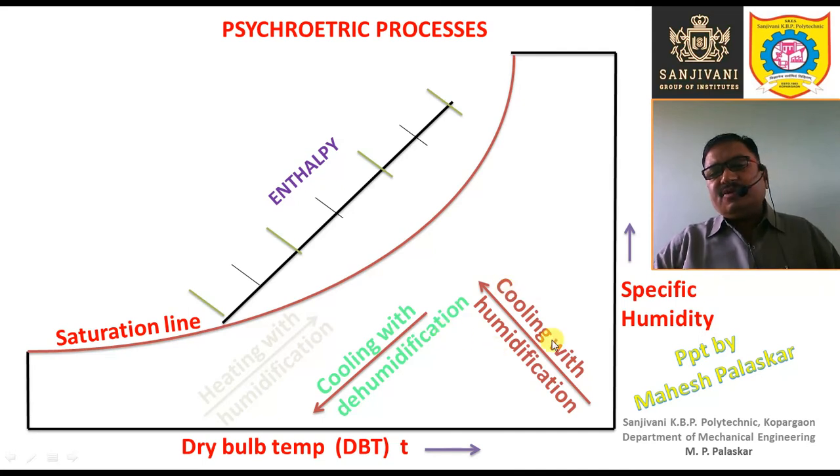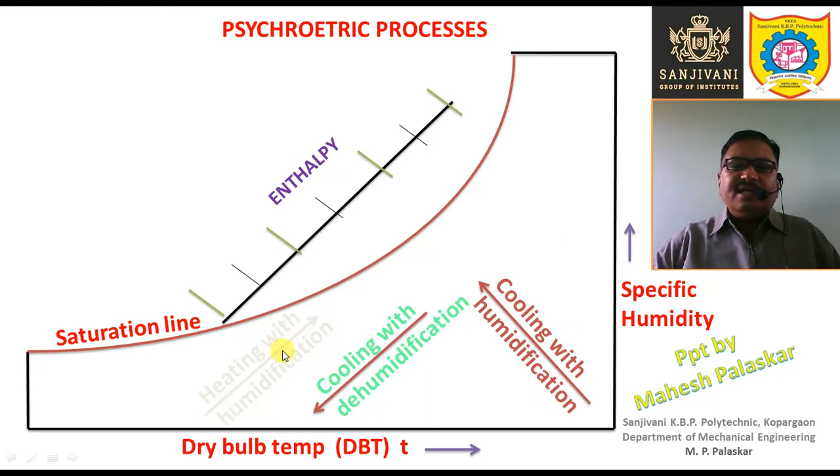Now during the process cooling with humidification, the dry bulb temperature decreases but the specific humidity increases, right? So the enthalpy may increase or decrease because the latent enthalpy increases, but the sensible enthalpy will decrease, because the dry bulb temperature decreases during cooling with humidification.